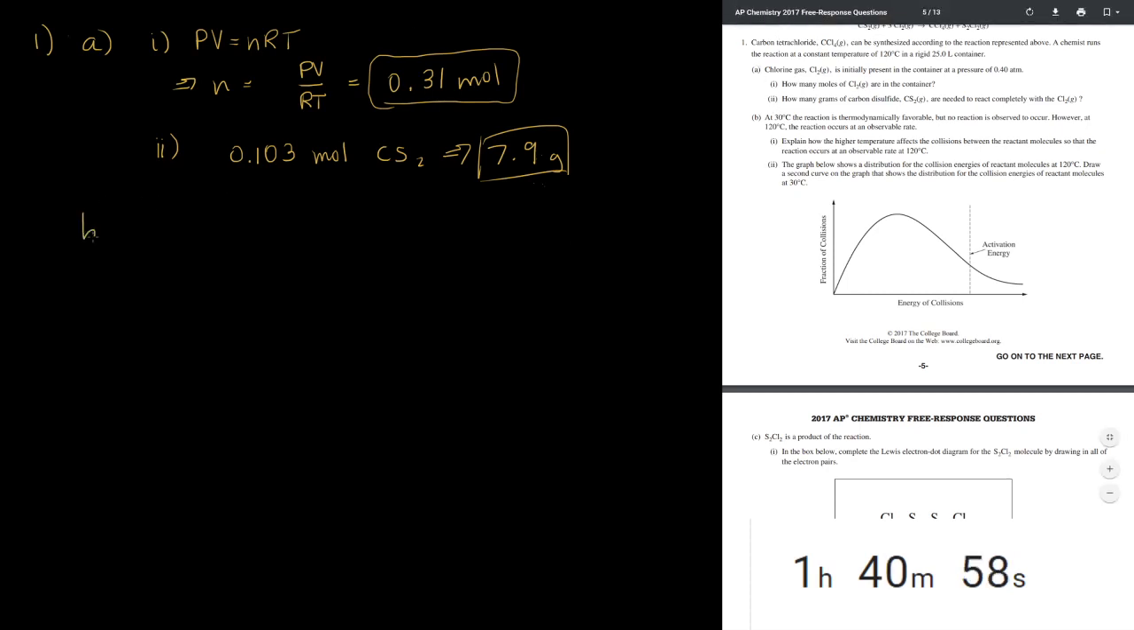Now at 30 degrees is part B, and why don't I switch colors just for fun? Because it's important to have fun, even on an AP exam. At 30 degrees, the reaction is thermodynamically favorable, but no reaction is observed to occur. Very strange. However, at 120 degrees, the reaction occurs at an observable rate.